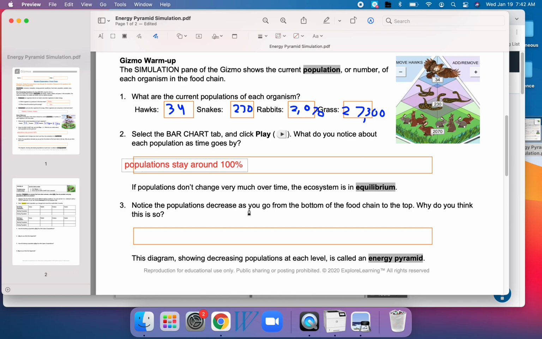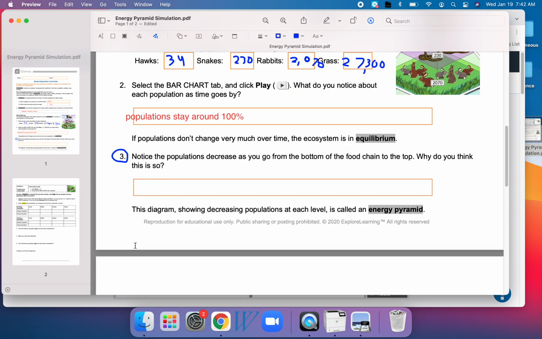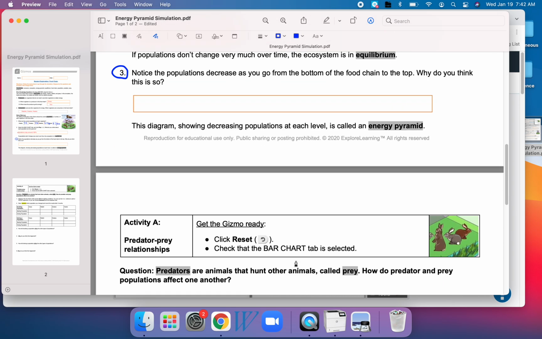Notice the population decreases as you go from the bottom to the top of the food chain. Why do you think this? Think back to the moon jelly and sea turtle lab that we did last Thursday with the cards. Think about that. This diagram will show decreasing populations each level. This is called the energy pyramid.